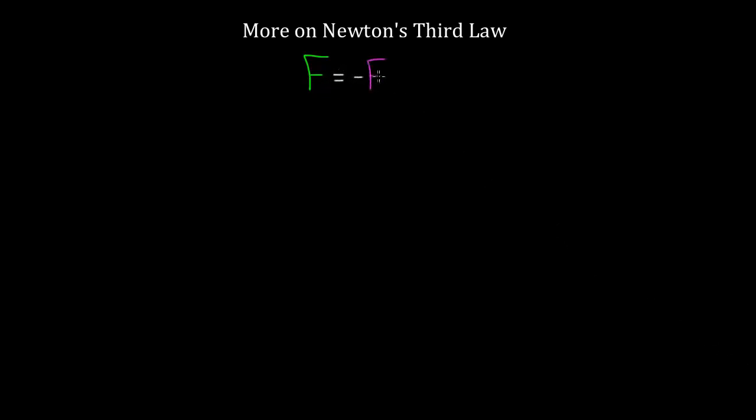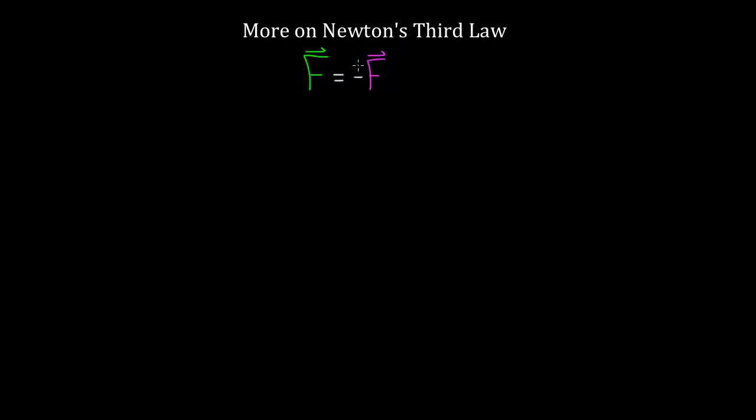This is a little better. The equal sign means that these forces are equal in magnitude, and this negative sign means that they're just different by the direction of the vector. So these are vectors. This says that this pink vector F has the opposite direction, but equal in magnitude to this green vector F. But to show you why this is still a little bit too vague, consider this.